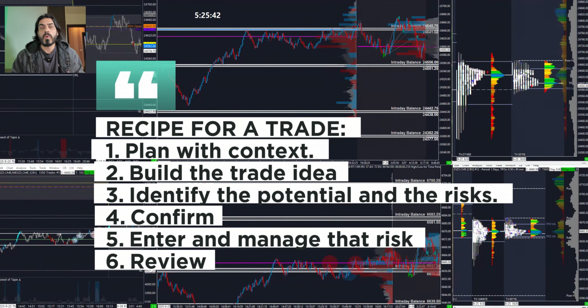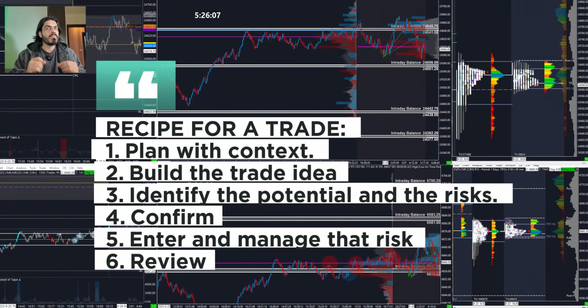Then Part 4, we want to confirm the trade. This is where we start talking about order flow and even some price action triggers, whatever the case is. And then step number 5, we enter and we manage that risk, right? We want to manage the trade, but we don't want to over-manage it. There's a fine line between over-management and actually managing the trade properly.